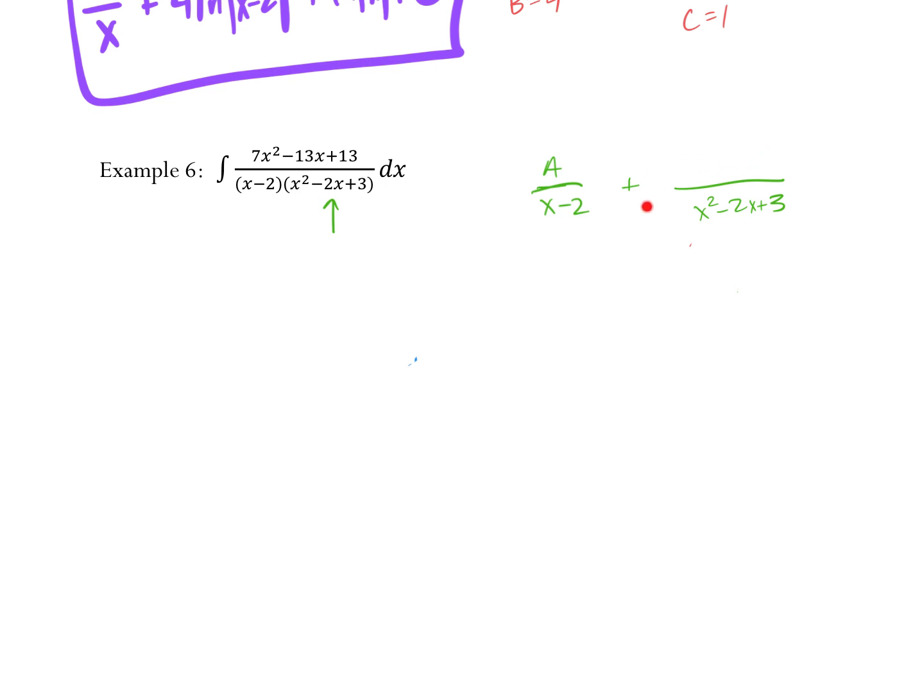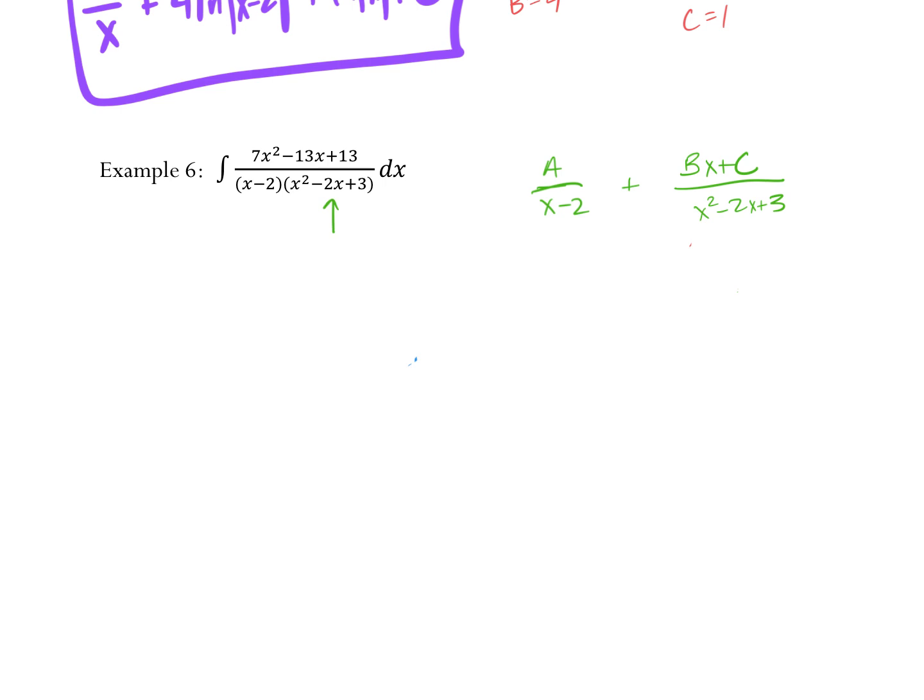It could be, I know it's a degree smaller, so it could be a line on top of this. So when my bottom is quadratic, it's possible to have bx plus c on the numerator. It's always that the numerator is going to be one degree less than the denominator. So when it's x to the first, a constant is what goes on top. But if my denominator is x squared, a second degree polynomial, my numerator could be a line, ax plus b or whatever, or in this case bx plus c.